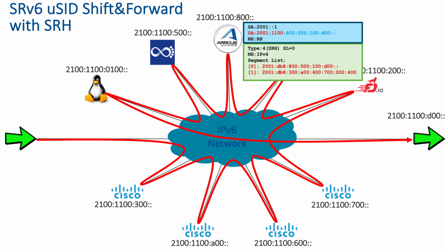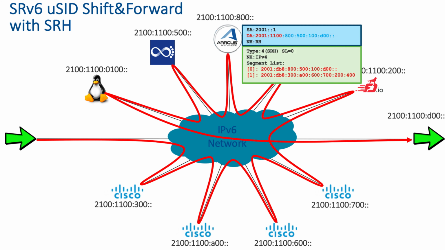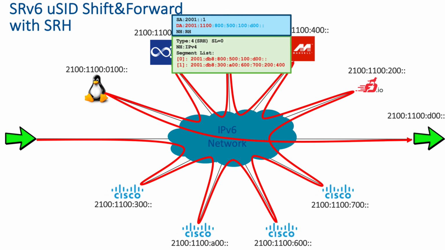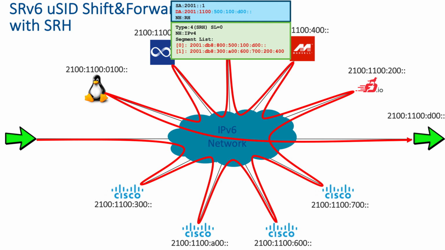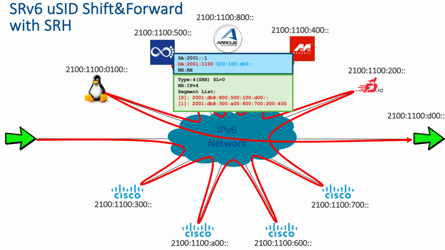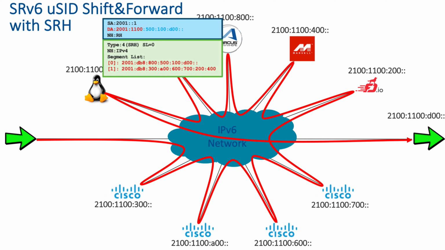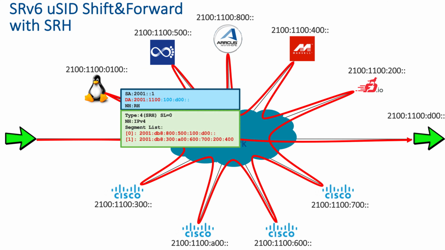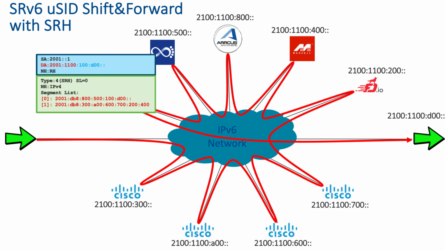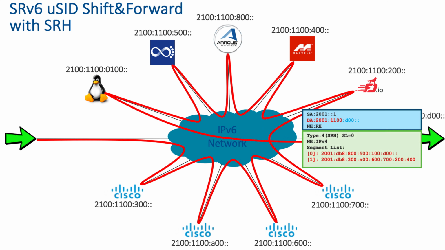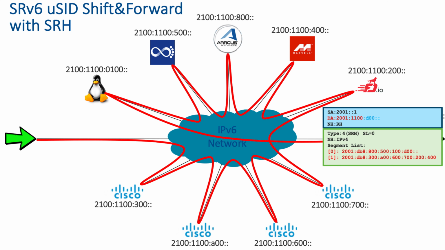Then it forwards packet based on the new destination address towards Arcus. Then another shift and forward by Arcus, identical action by Barefoot, and same by Linux. At this particular moment, the destination address is again 2001:1100:D00. So packet is again delivered to the egress VPP and decapsulated.